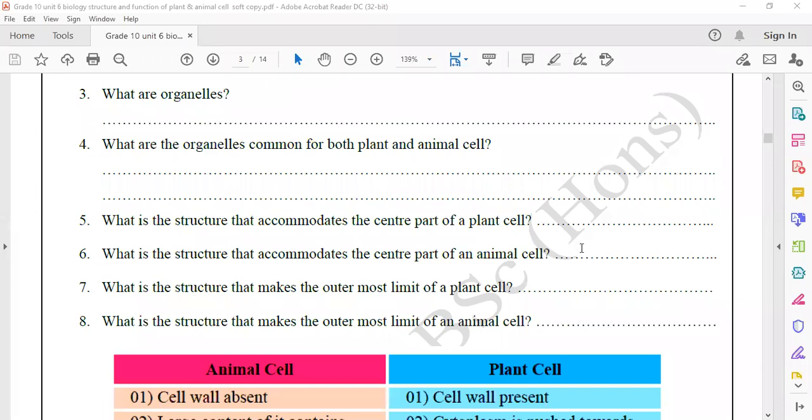The center part of the animal cell is occupied by nucleus. It is nucleus occupying the center part of the animal cell. What makes the outermost limit of a plant cell? In a plant cell, most outwardly, it is located cell wall. What makes the outermost limit of an animal cell? In an animal cell, most outwardly, it occupies the plasma membrane.